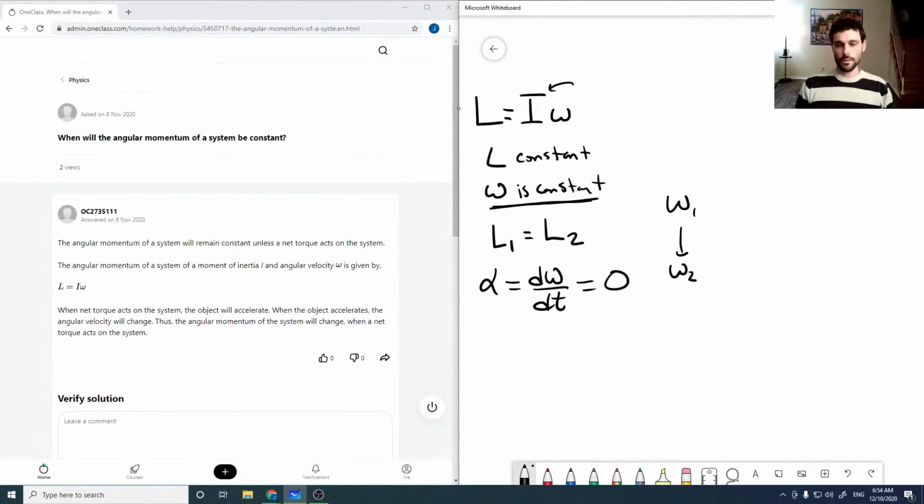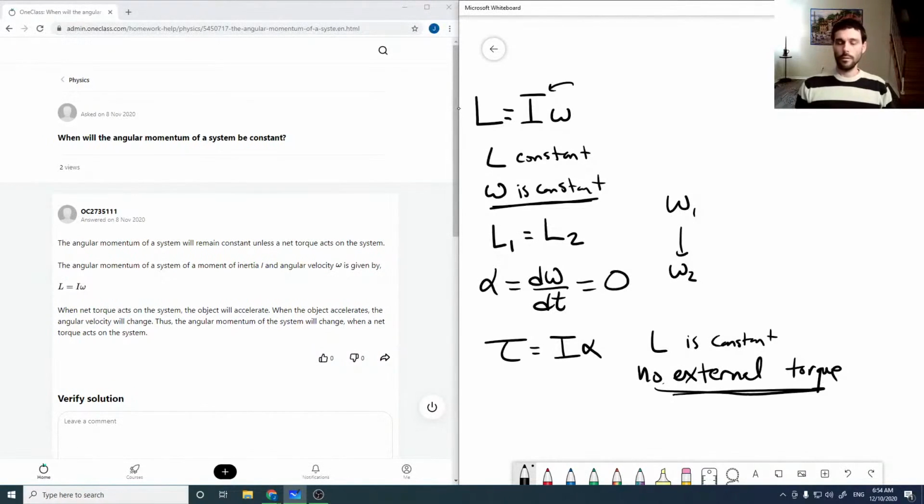Another way of saying this, though, is since our torque is I alpha, again very similar to linear motion, L will be constant with no external torque. Right, so again, think of linear motion, and our momentum is constant with no external force.